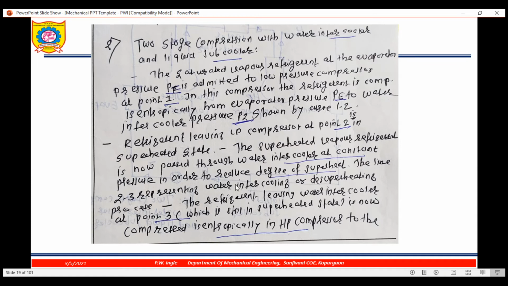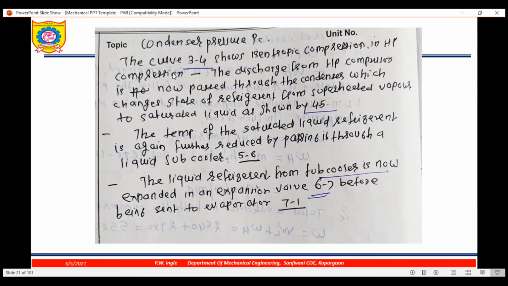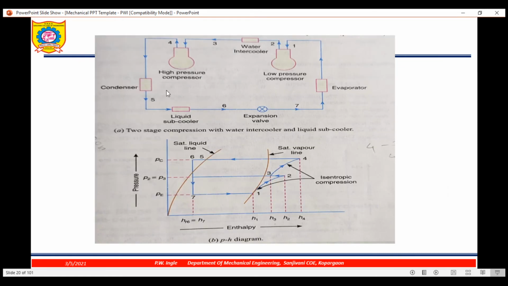The line 2 to 3 represents the water intercooling or desuperheating process. The refrigerant leaving the water intercooler at point 3 is still in a superheated state. Now, it is not dry saturated. It is in a superheated state, and is now compressed isentropically in the high pressure compressor to the condenser pressure. So curve 3 to 4 shows the isentropic compression in the high pressure compressor. So 3 to 4 is what? Isentropic compression.